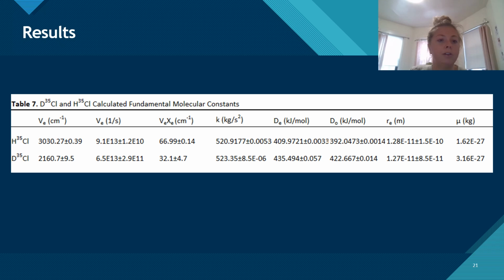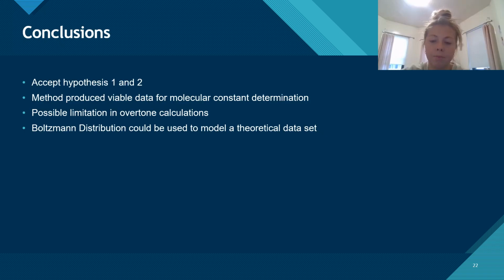And this is just a final summary of those molecular constants that we were just solving for after we had the averages. From the results, I was able to accept both my hypotheses. The experimental results allowed for proper analysis in order to determine the molecular constants for both HCl and DCl.